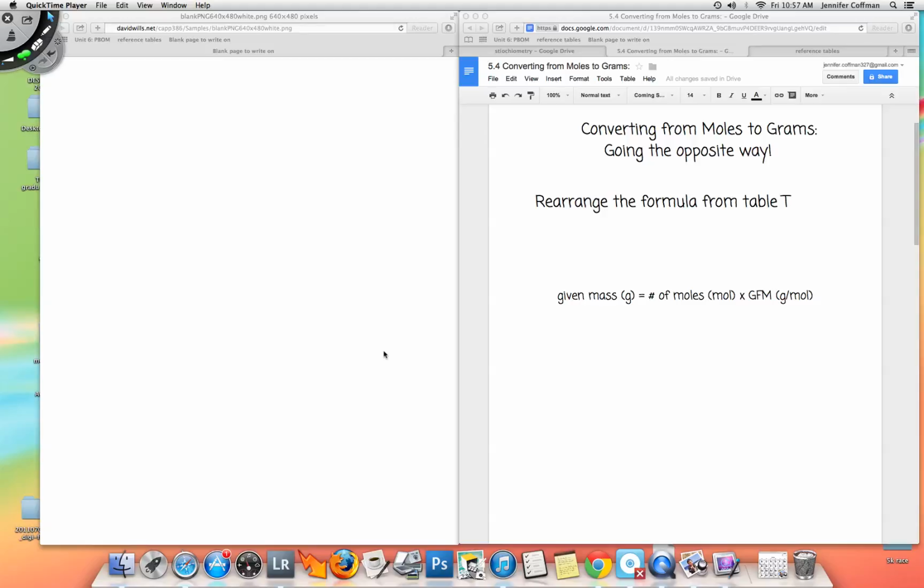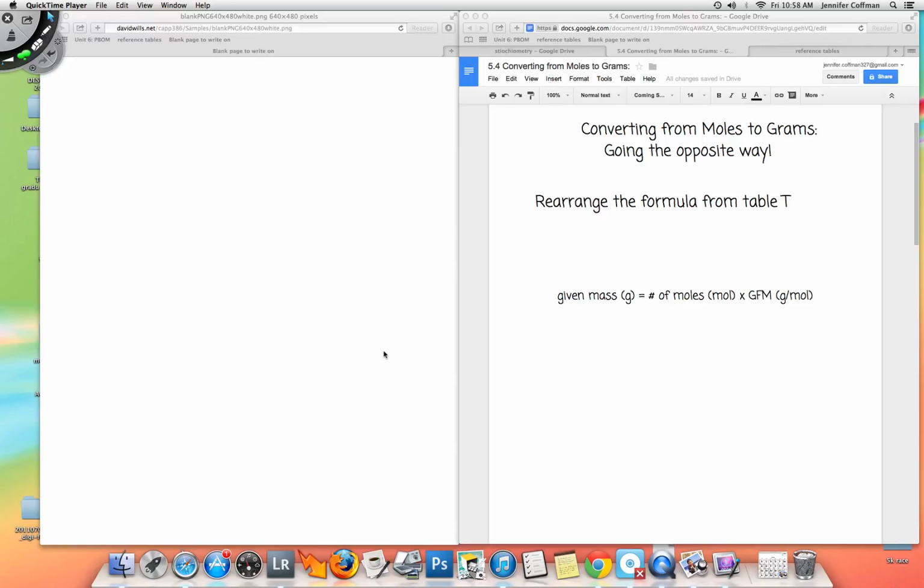Go the opposite way. We're going to convert moles to grams. So let's say that the lab tells you to get 4 moles of carbon and you need to measure it on a balance. You would actually know how many grams of carbon to weigh on that balance, so that you would bring me 4 moles of that carbon. Okay, so let's just look and see how we're going to do this.